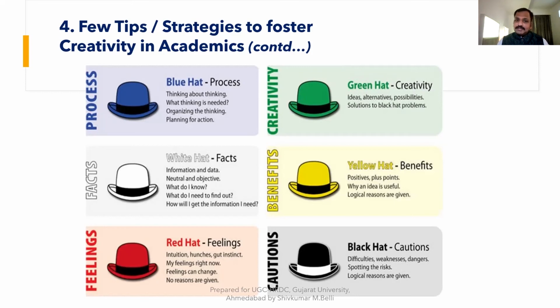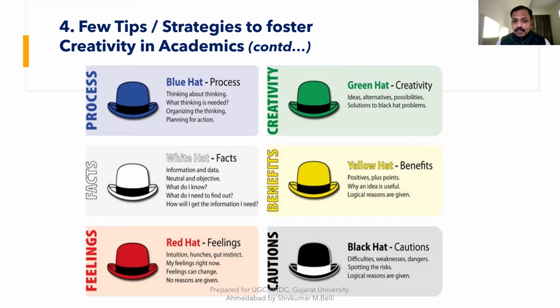Now select 6 students and symbolically represent them as blue hat, green hat, white hat, yellow hat, red hat, and black hat. So what they have to do, for example, if somebody is with the red hat, the left bottom quadrant on the screen, red hat is all about feelings, intuition, hunches, gut instinct, my feelings right now. How are you feeling about this aspect of doing business in post-COVID? Feelings can change. No reasons are given for feelings, but they are feelings. So one student will share and list down the feelings, and that's red hat.